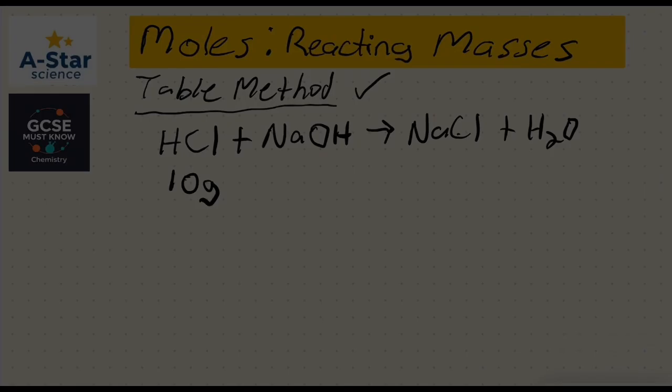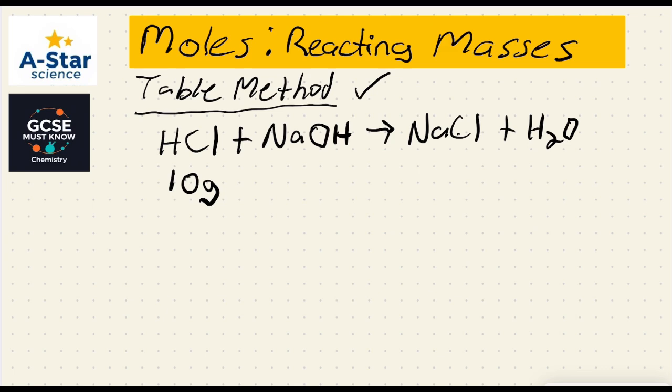Everything is balanced. So let's say you were given 10 grams of hydrochloric acid and you wanted to know what mass of sodium hydroxide would be needed to react with that 10 grams. So with the table method, the first thing you do is write out the equation, which we have done here. The next thing you're going to write down from the exam is what you know. Here I've given you a mass, so we know that. And the next thing you're going to write down is what you're trying to figure out.